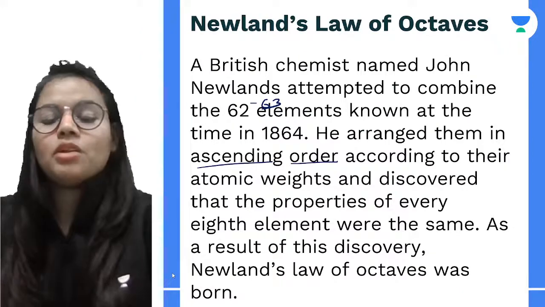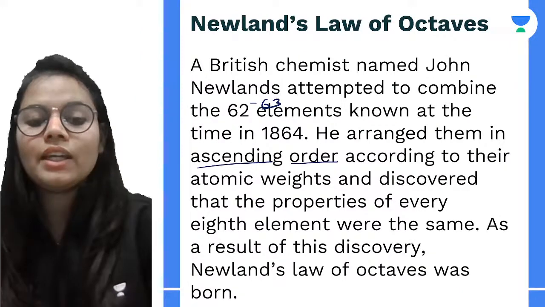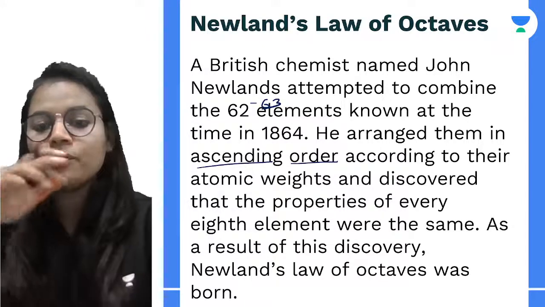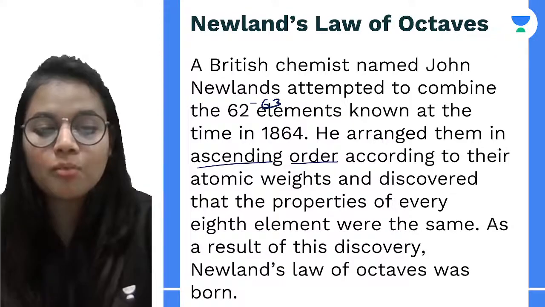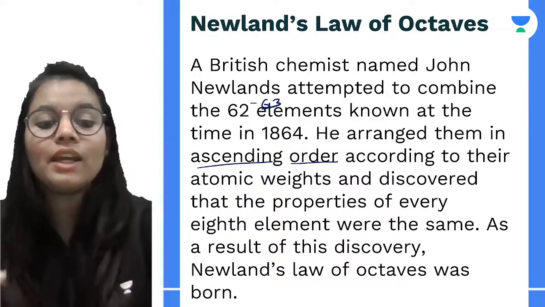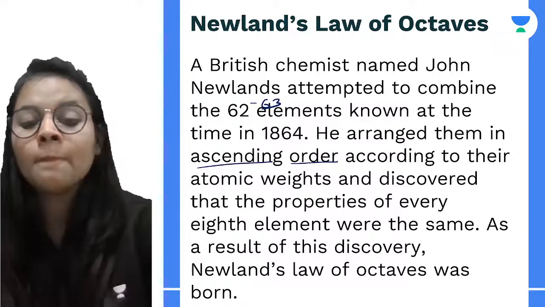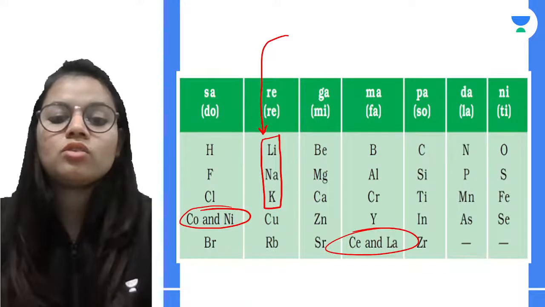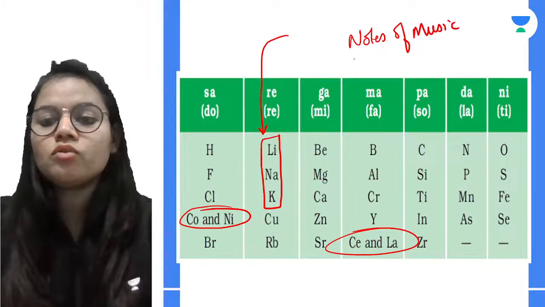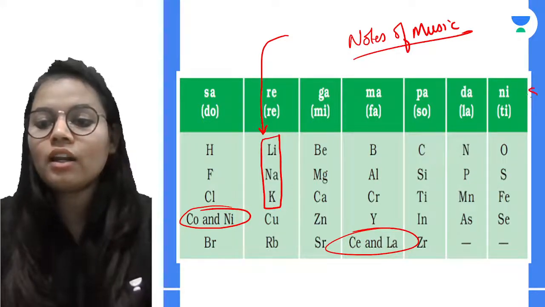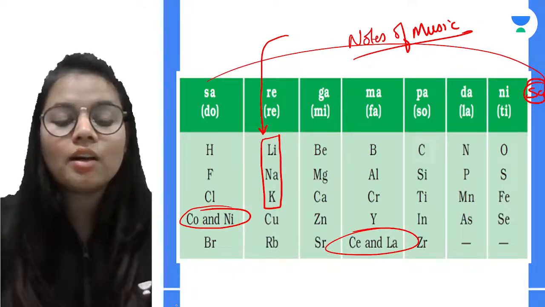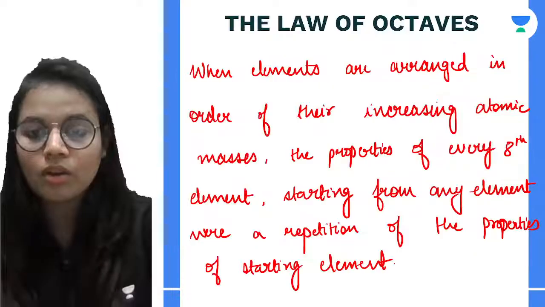After that came Newland's law. Newland arranged all the elements which were known at that time according to their increasing atomic weight, and he found a very interesting thing: the properties of every eighth element were repeating. He compared this to the notes of music. We have sa re ga ma pa dha ni, and again we have sa. That means it is repeating, right? This is what he compared with the elements.